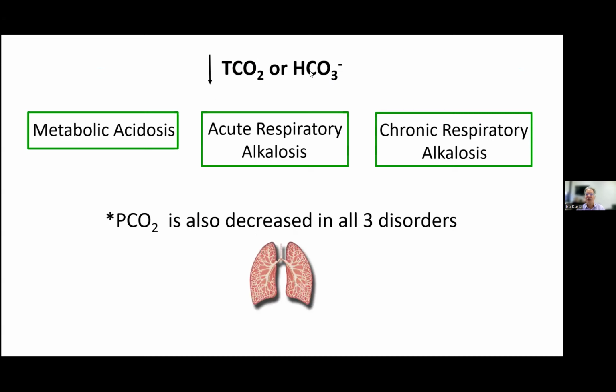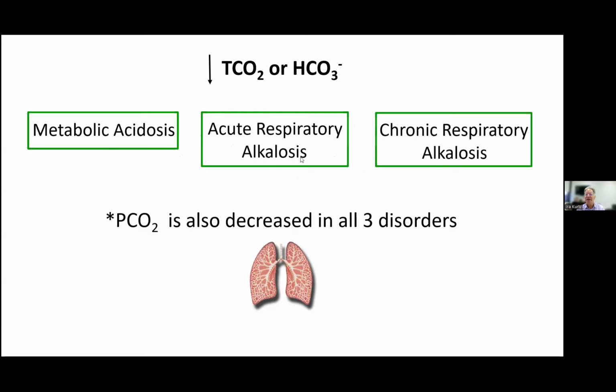Okay, so if the total CO2 or bicarbonate are below normal, then you have one of three acid-base disorders. These are all the acid-base disorders where the total CO2 or bicarbonate are decreased: metabolic acidosis, acute respiratory alkalosis, or chronic respiratory alkalosis. So what you can also learn from this slide is it's not sufficient to just say metabolic acidosis, which most people would say. You also have to think, teaching point number two, that it could be respiratory alkalosis.